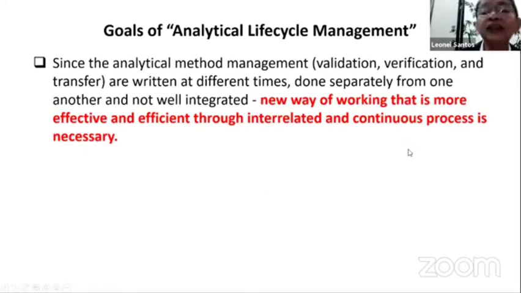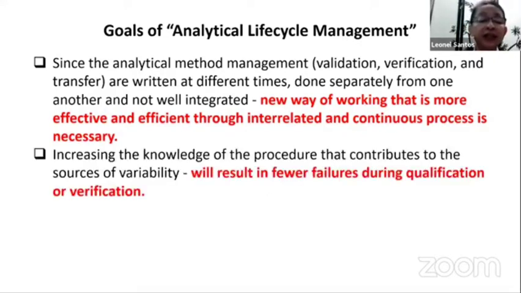The goal of the analytical lifecycle management is that the different general chapter guidances that USP provides in terms of the validation, verification, and transfer of analytical procedures were written at different times, and they were done separately from one another. So they are not very well integrated, and I will show you why. Therefore, a new way of working has been proposed, which is this General Chapter 1220, that is more effective and efficient through an interrelated and continuous process.